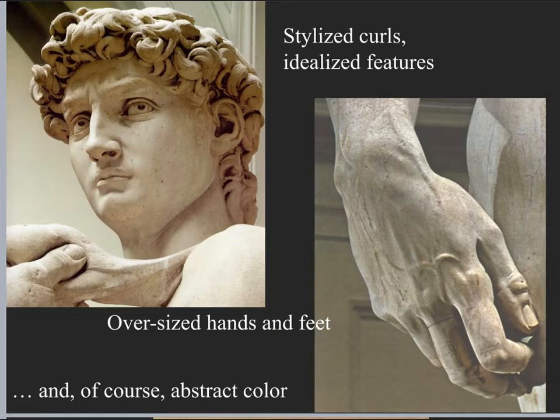Other features of abstraction here: if you look at the way his hair is curled, it's what we call stylized, in that it's really not the way hair behaves, but it's kind of an artistic, almost geometrical representation of those curls. And of course, the color is abstract because this is marble and this is not the color of human flesh and hair and eyes.